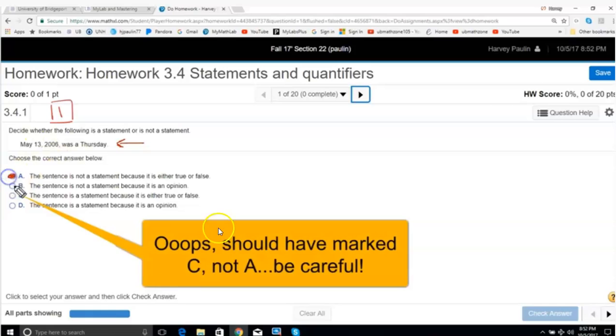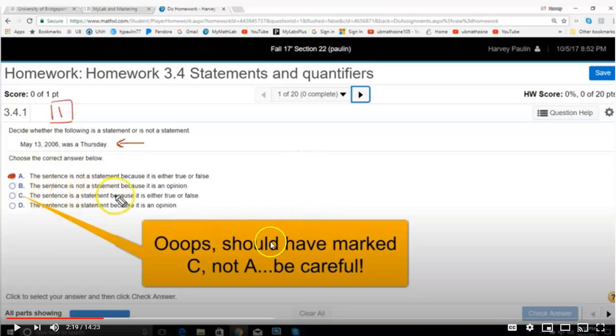So I would say letter A. And notice what I did when I did this. I read it so quickly I didn't see the word not there. The actual correct answer for this would be C. So you need to be careful and, of course, check your work.